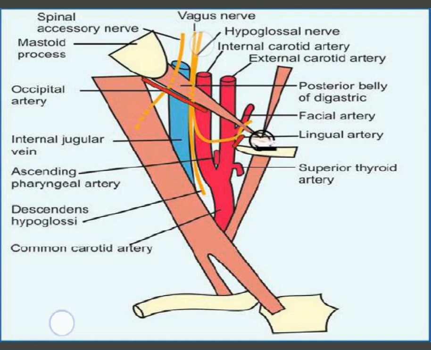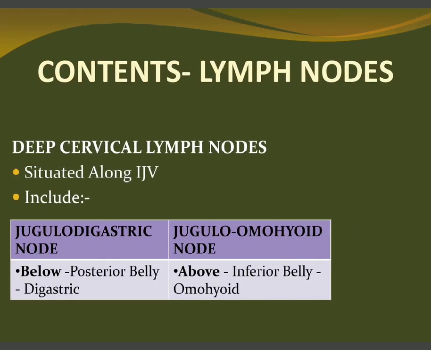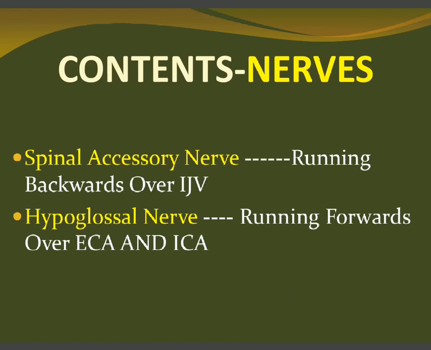And also the hypoglossal nerve runs forwards over the external and internal carotid. And also other contents are the deep cervical lymph nodes that are situated along this internal jugular vein. Spinal accessory, hypoglossal, vagus, these are three nerves.